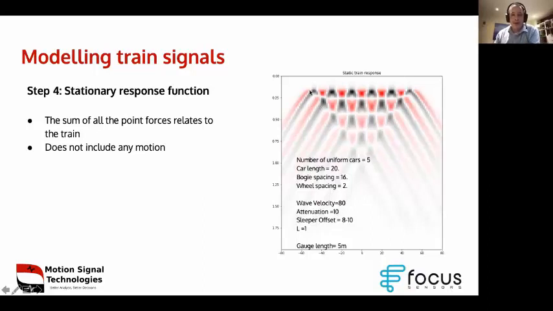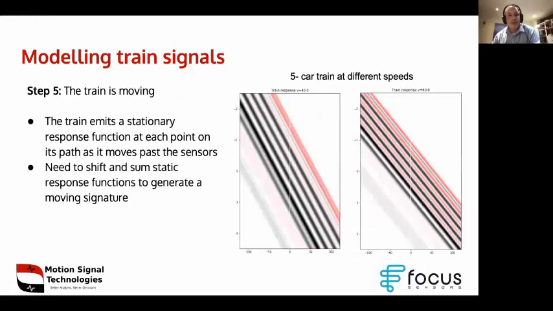And you'd see essentially point sources from each of the wheels, modulated by things like sleeper positions and the deflection function, and they would interfere and create this complicated checkerboard pattern in here. But of course, trains are not stationary. Trains are moving, so what you have to do is take that stationary response function and treat it as a running sum along your track.